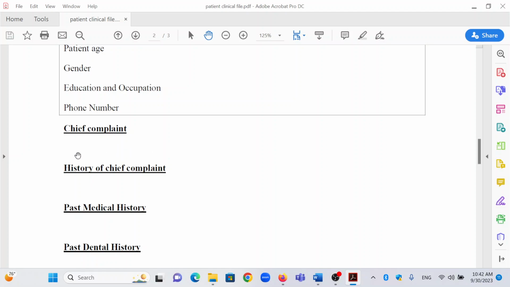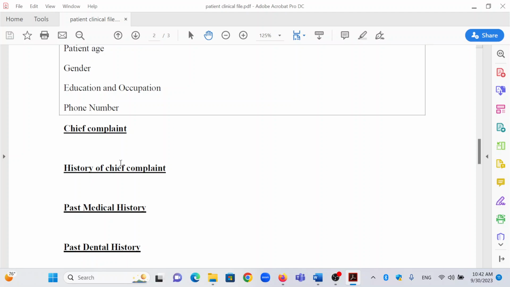So in this area, you write down the chief complaint. For example, the patient may say, I have pain in the lower jaw on the right side, or I have pain in a specific tooth, or I would like to have a prosthesis, or I have missing teeth and I need a replacement, or my tooth is mobile and I want to remove it, or I have bleeding from my gingiva, or I just want to clean my teeth.